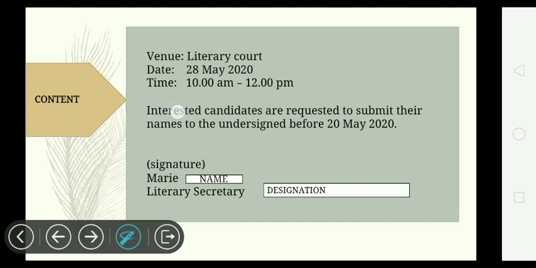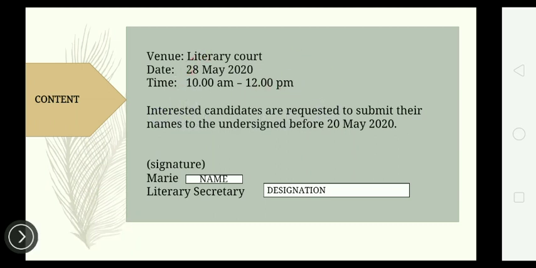And what is the time? So the time is 10 AM to 12 PM, this competition will be held. And finally you may write that interested candidates are requested to submit their names to the undersigned before 20 May 2020. So here you are just providing one deadline, so that the students will be giving their names to you before the deadline, so that you may do the necessary arrangements. And again here you will be putting your signature, then your name, Marie, and if your name is not given, you may simply write ABC, and finally you will be writing the designation, that is, what your designation is.